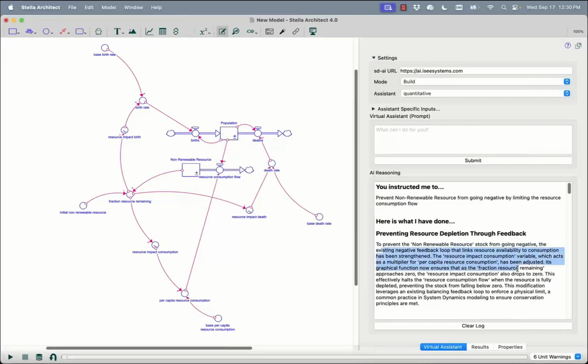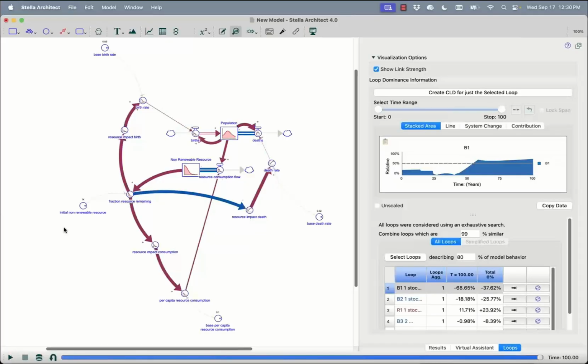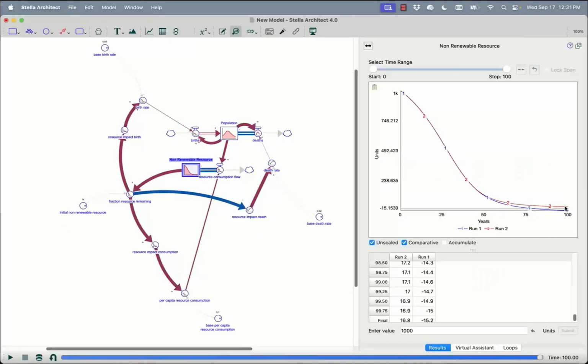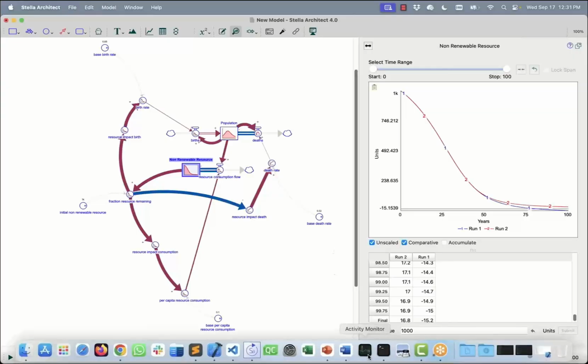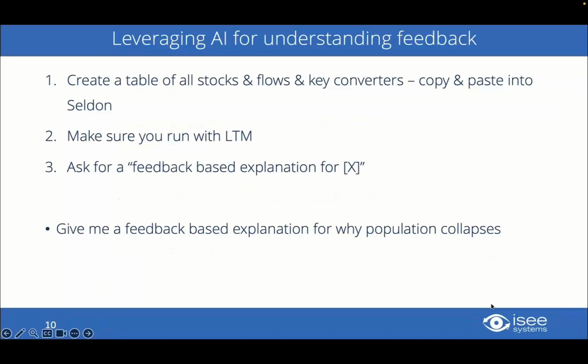And it went ahead and said it changed the graphical function. And so let's see. We now get exactly what we intended and what we wanted. We no longer go negative. Run 2 does not go negative. So now we can go ahead and move to the next part of this process. The next part of this process is using AI for understanding feedback.